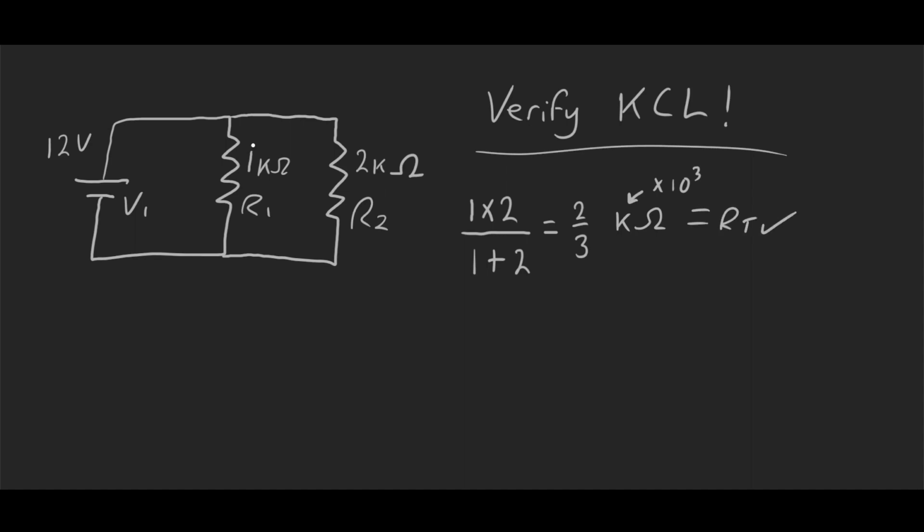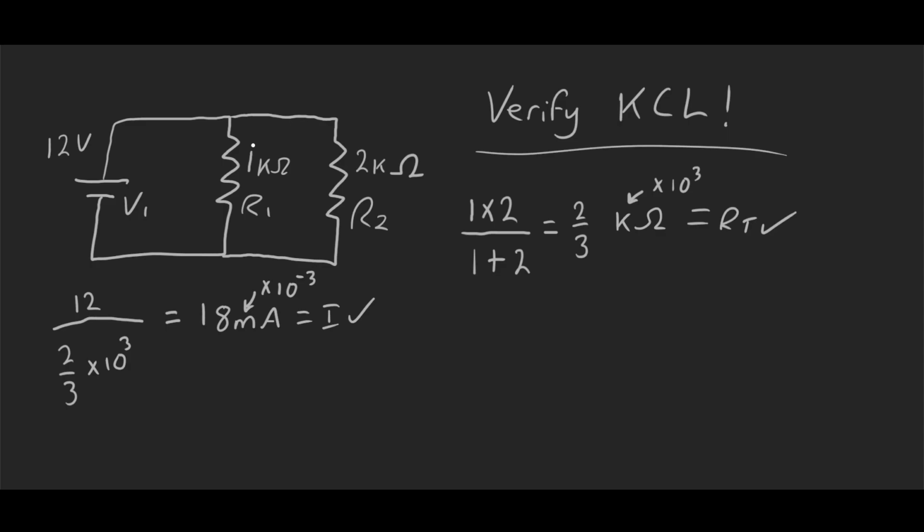Let's find the equivalent current flowing through this circuit. So 12 divided by 2 over 3 times 10 to the 3 will give you 18 milliamps. Again, take note, the small m means milli, and that means times 10 to the minus 3. And that's your total current. So now we found the total current flowing through the circuit.